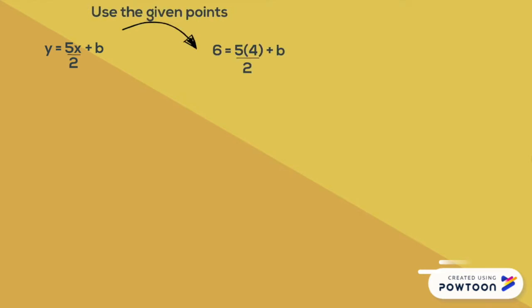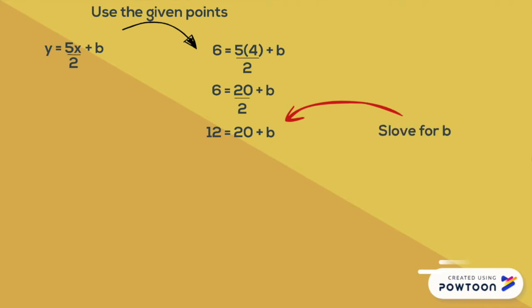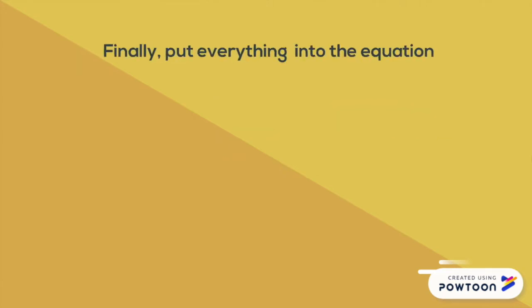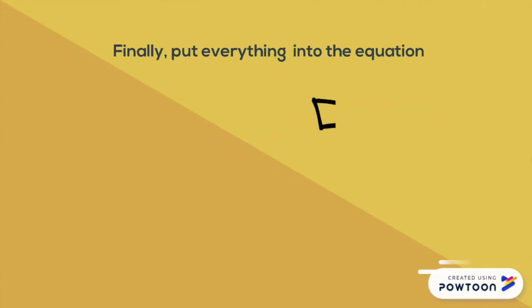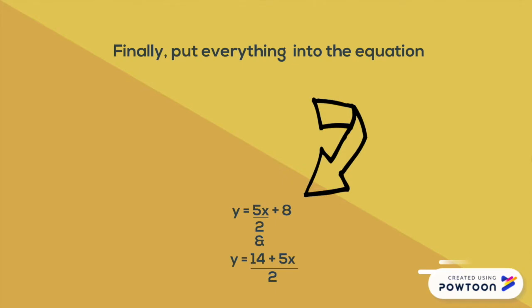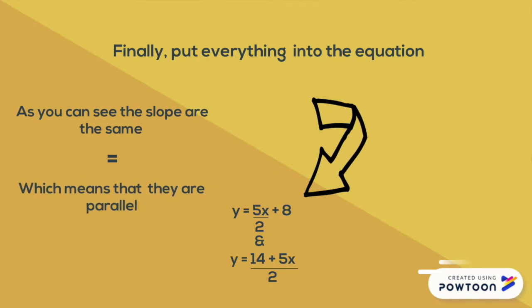Then you plug in the given points, and you just need to solve for the variables in these questions. In this case, you need to solve for b, and b is equal to 8. Just move 12 to minus 20. Finally, you can put everything you have into the equation, which will give the result of this, and then you just compare it to the first one. And as you can see, the slopes are the same, which means that they are parallel.